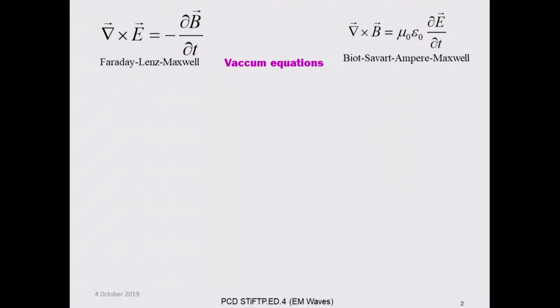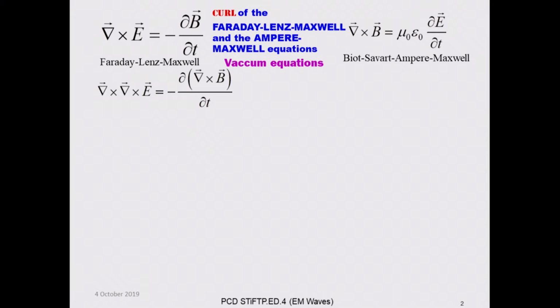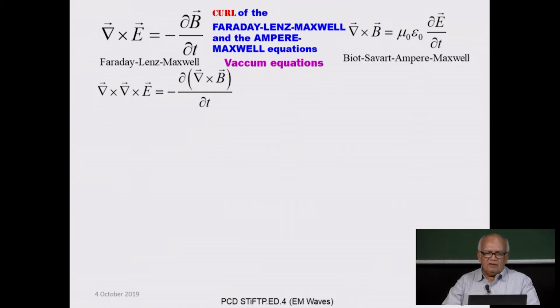So, we pick two of Maxwell's equations, one coming from Faraday's law and the other coming from Ampere, all right. These are the equations for vacuum. So, we will consider electromagnetic fields in vacuum and take the curl of these equations. So, take the curl of E.